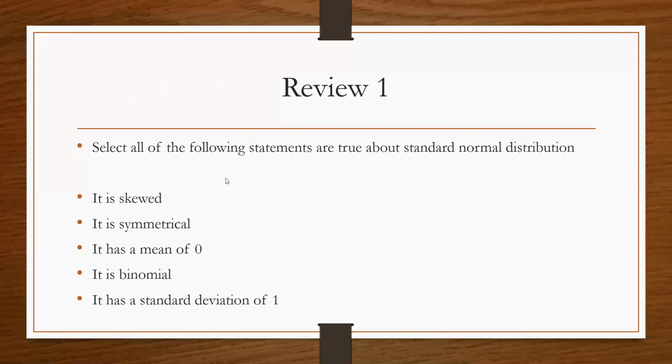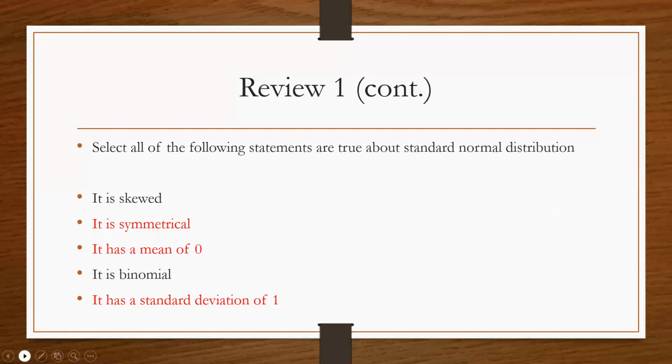All right, times up. So the correct answer is that it's symmetrical, has a mean of 0, and a standard deviation of 1. It will not be skewed because then it cannot be a normal distribution. And we don't know if it's binomial or not. That really just comes down to what we're running on it, because there can be plenty of standard normal distributions that are not binomial.